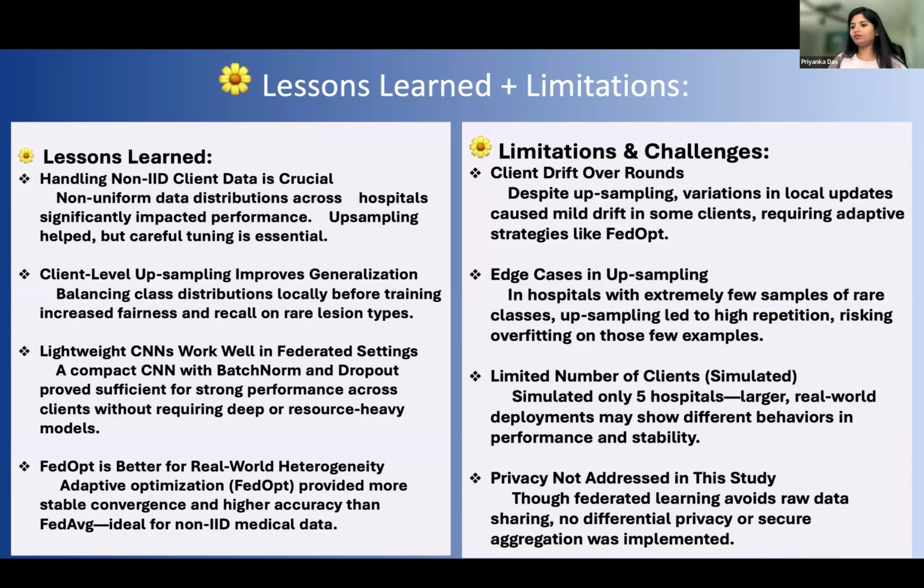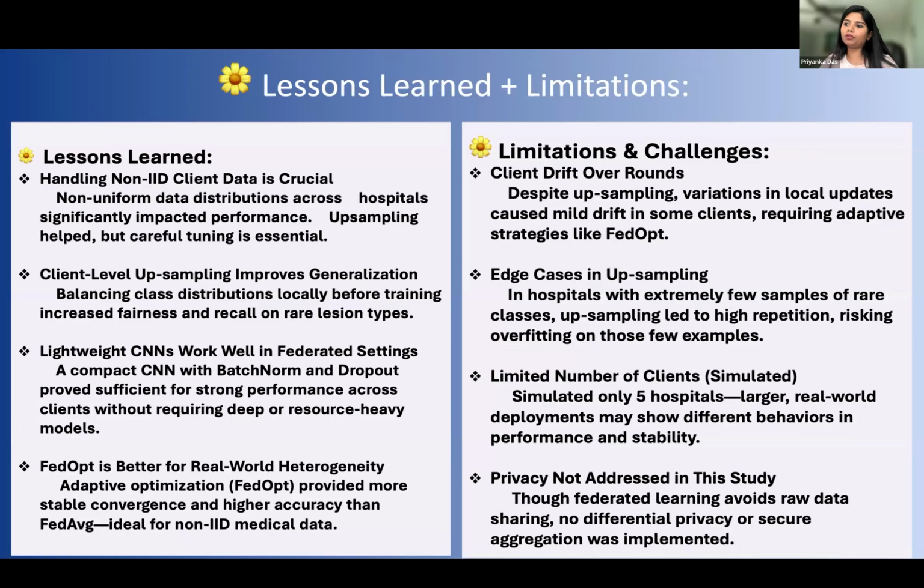Even with upsampling, variation in local updates caused some mild drift in client models, which highlighted the need for adaptive strategies like FedOPT. Another issue involved edge cases in upsampling. In hospitals with very few examples of rare lesion types, the repeated upsampling of those few images led to overfitting risks. Also, this was a simulated study with only 5 clients.